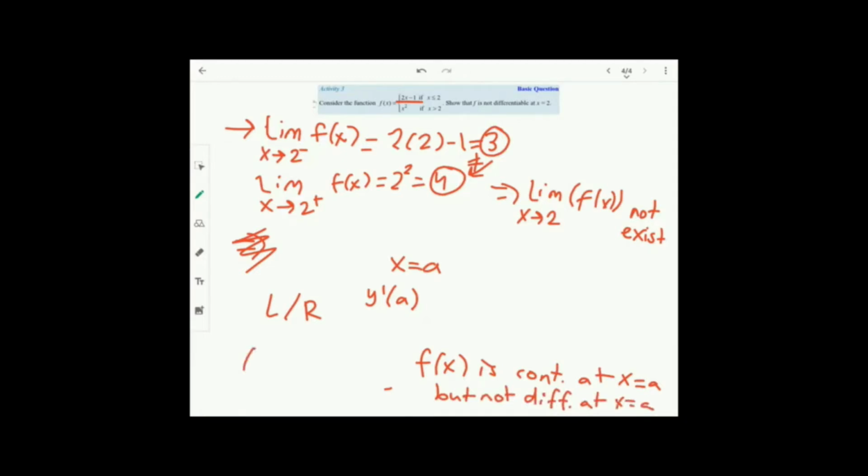In that scenario, we can say that a is a corner point, and that covers everything you need to know for derivatives. Thank you. I hope you understood.